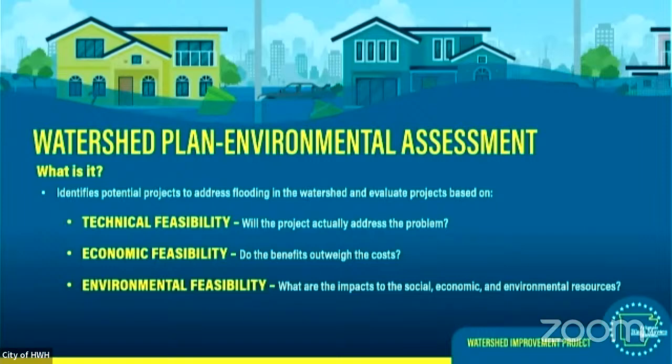A lot of people ask, what is an EA? This is a high-level look at what an EA is. It identifies potential projects to address local flooding and drainage based on three components: technical feasibility, economic feasibility, and environmental feasibility. Part of the technical work we're doing right now is high-level planning. You will see these alternatives address drainage and flooding issues in various areas of the watershed. Does it address every area of flooding and drainage in the watershed? It does not. But we have a strong metric system that these projects are ranked on.